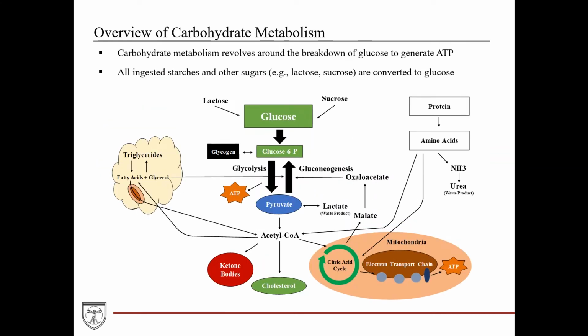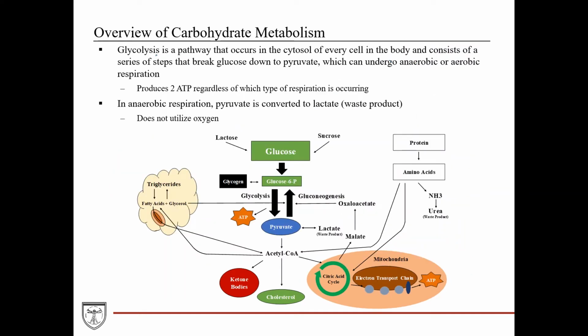So, carbohydrate metabolism revolves around the breakdown of glucose to generate ATP. It's all about generating ATP. And so all ingested starches and other sugars such as lactose and sucrose are converted to glucose so that then it can undergo glycolysis to start out metabolism. So glycolysis, again, we're going to have an entire lecture devoted to glycolysis, the steps, the regulation. But in general, it's a pathway that occurs in the cytosol of every cell, and it consists of a series of steps that break down glucose to pyruvate.